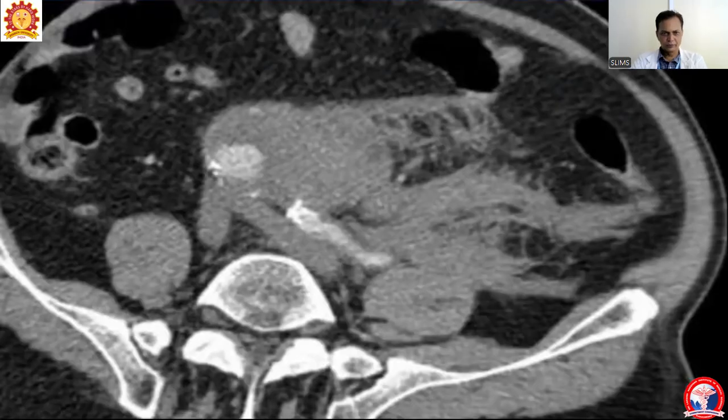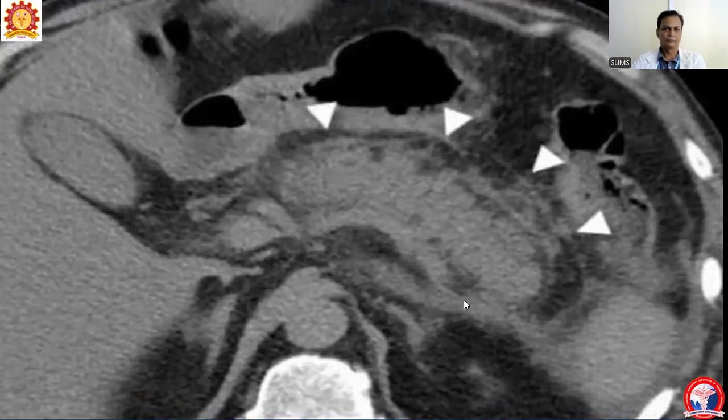This is a case of pancreatitis. We are seeing an edematous pancreas with extensive fat stranding and collections. Here, the pancreas shows enlargement, extensive fat stranding is there, and minimal fluid collection in the regions.